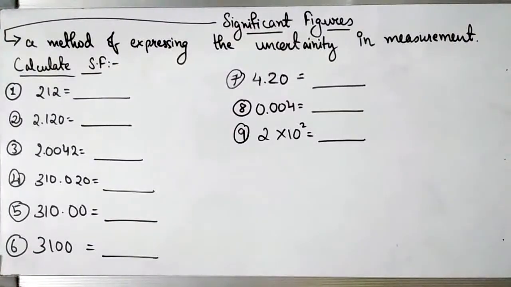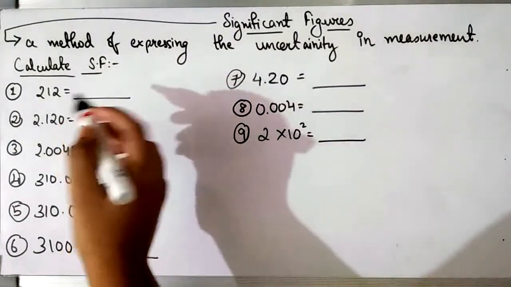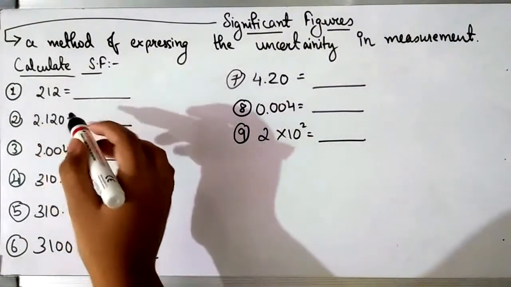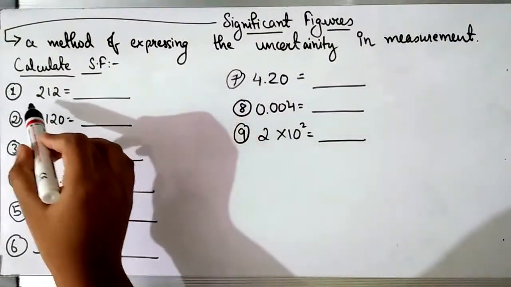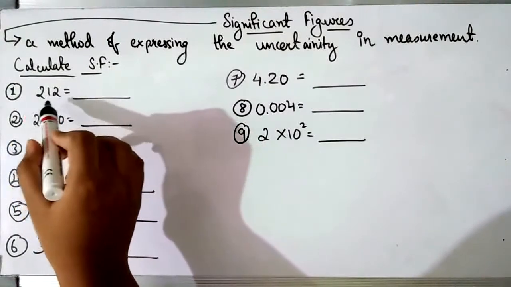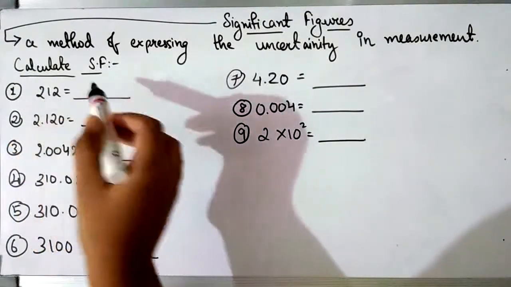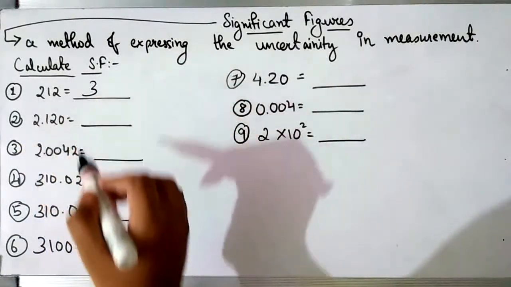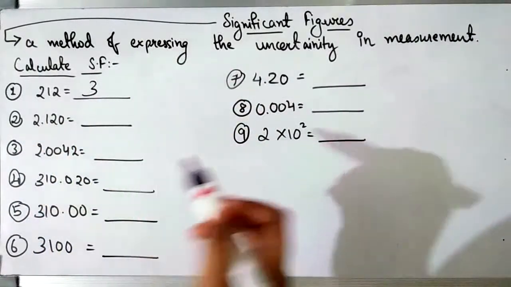Now let's solve some sums to have a better understanding of the significant figures. We have to calculate how many significant figures are present. In the first one you can see that it is given 2, 1, 2. So we have 3 non-zero digits, so all 3 are significant. So we have got 3 significant figures. All the non-zeros are significant, we know that, that's easy.